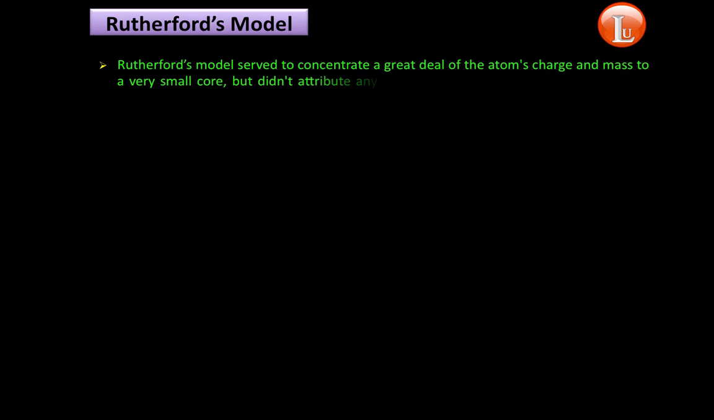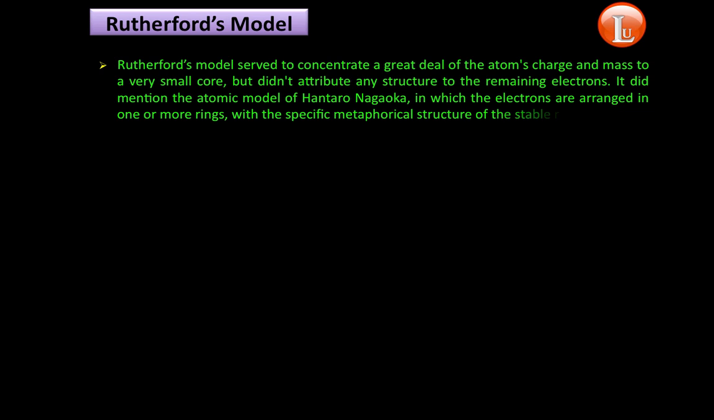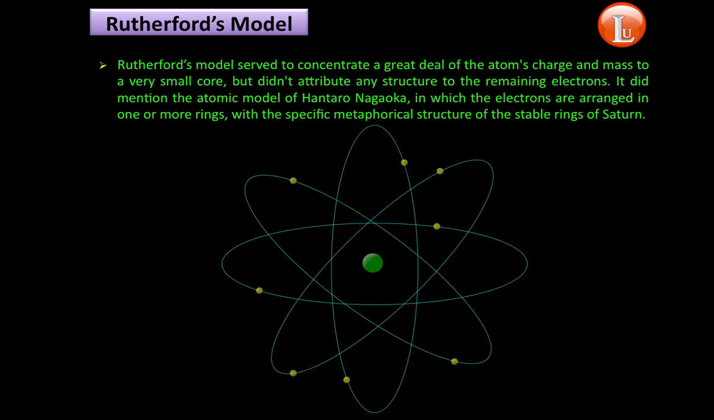It is noteworthy to see that Rutherford's model served to concentrate a great deal of the atom's charge and mass to a very small core, but didn't attribute any structure to the remaining electrons. It did mention the atomic model of Hantaro Nagaoka, in which the electrons are arranged in one or more rings with the specific metaphorical structure of the stable rings of Saturn.